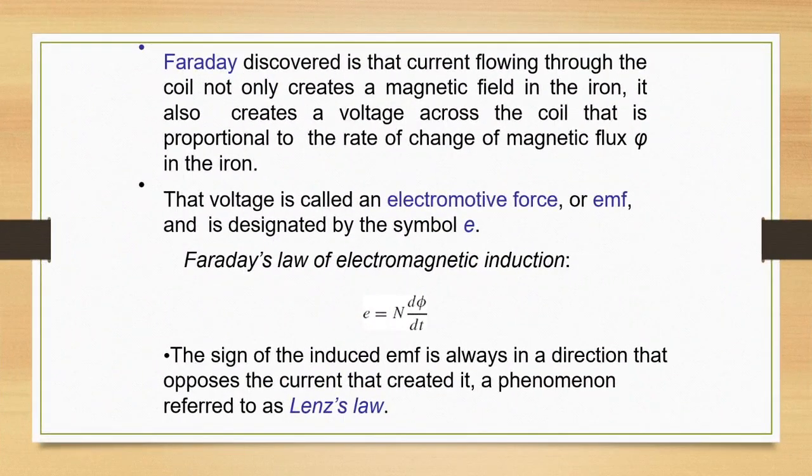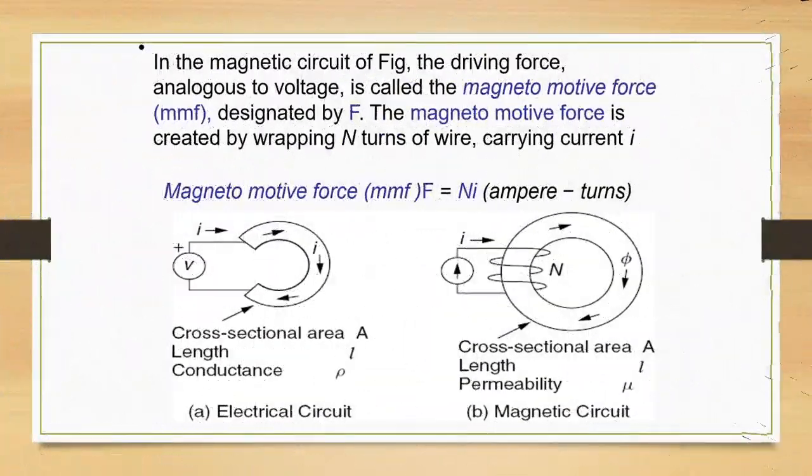Faraday discovered that current flowing through the coil not only will create a magnetic field in the iron, it will also create a voltage across the coil that is proportional to the rate of change of magnetic flux phi in the iron. Then that voltage is called electromotive force or EMF, and it is designated by the symbol E. Okay, Faraday's law of electromagnetic induction. According to this law, E is equal to N d phi by dt. The sign of induced EMF is always in the direction that will oppose the current that created it. That is nothing but a phenomenon which is called Lenz's law.